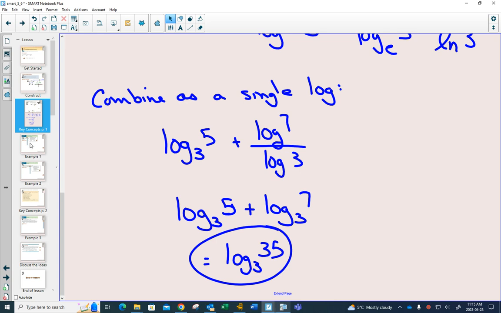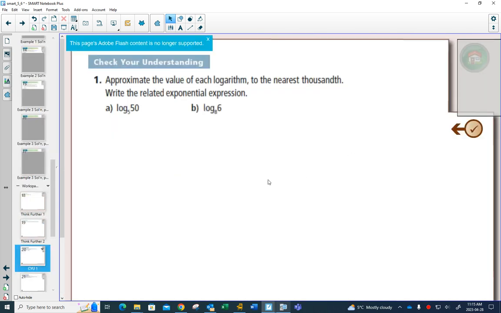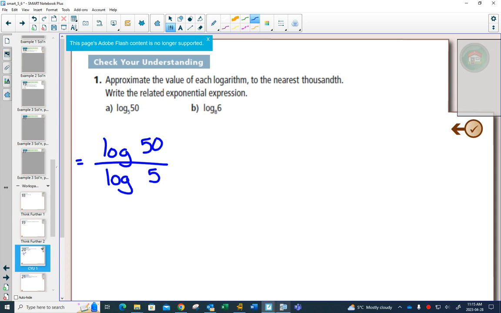All right, so if we go to example 1, example 1 just wants us to use our calculator, but we're going to use the change of base theorem to type it in even faster. Log base 5 of 50 will be log 50 divided by log 5. So go to my calculator. And I get 2.431.